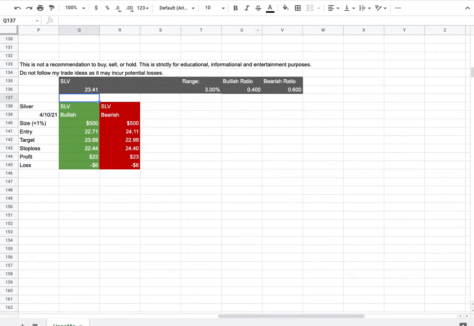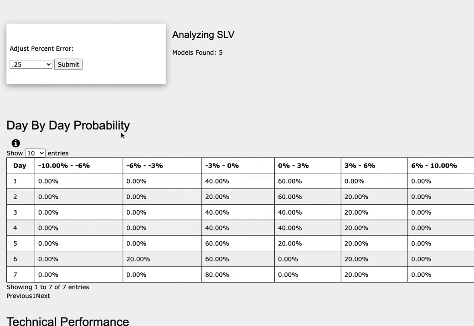How did I develop these trade ideas? It all comes from the day-by-day probability model, which is available in the link below, so do check it out. As we progress to the 5th day or week of trading, silver futures has a 20% chance to climb between 0 to 3%, another 20% chance to climb between 3 to 6%, and to the downside, it has a 60% chance to fall between 0 to negative 3%.